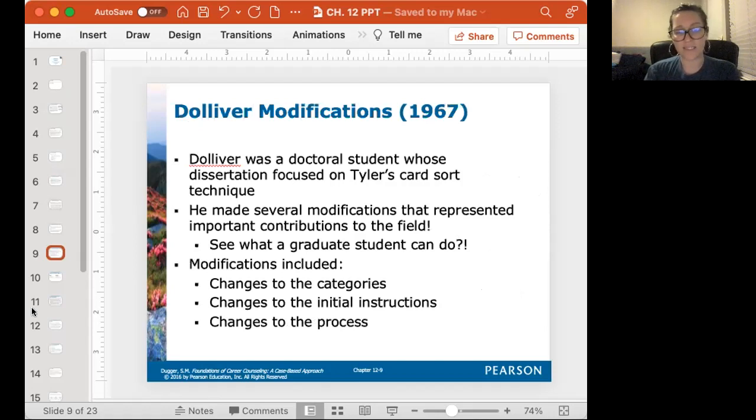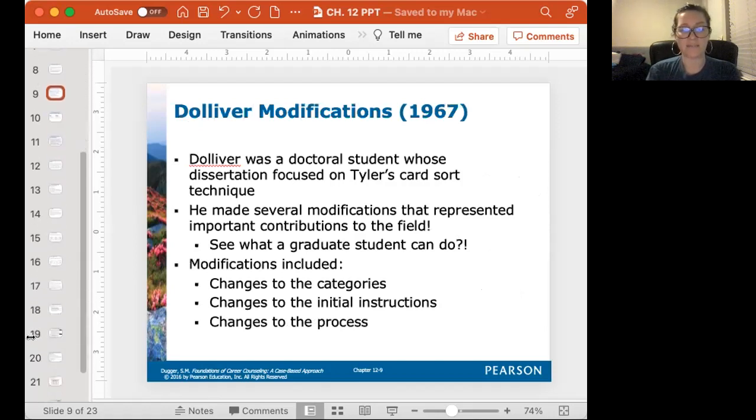So in 1967, Dolliver made some modifications. Dolliver was a doctoral student whose dissertation focused on Tyler's card sort technique. He made several modifications that represented important contributions to the field. So, see, students can make a difference in the world of counseling. Just because they're learning doesn't mean things can't grow and change.